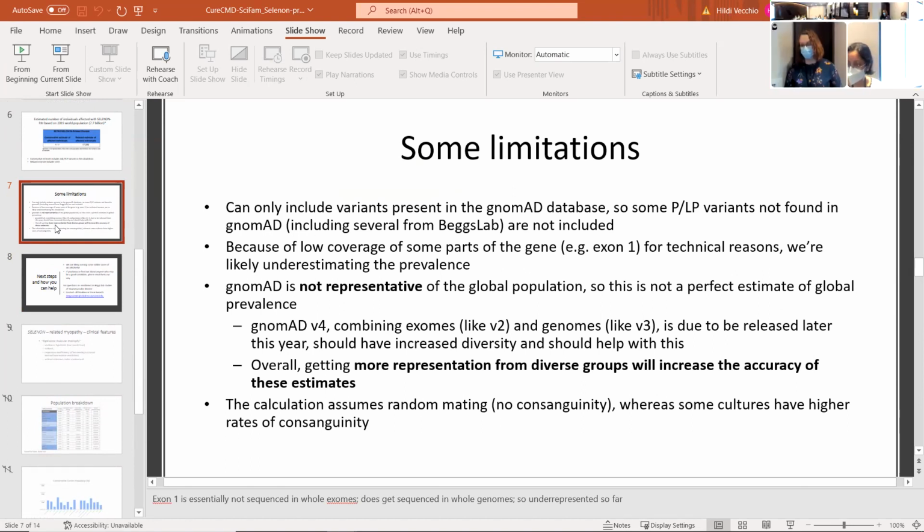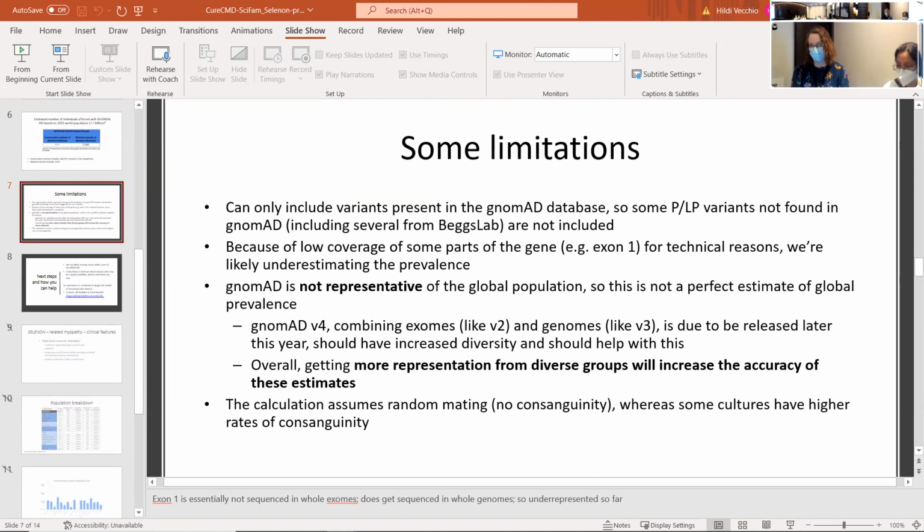That's exactly right. I think we talked about some of the key limitations. Some of them are technical, some of them are because we're starting with databases that are not fully representative, and some of them are because we're making assumptions like random mating, which may not be true everywhere.